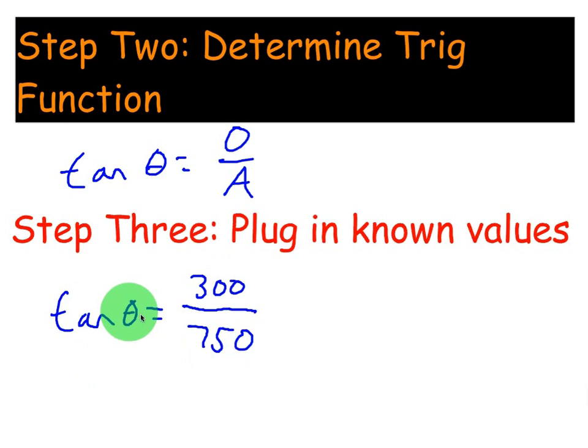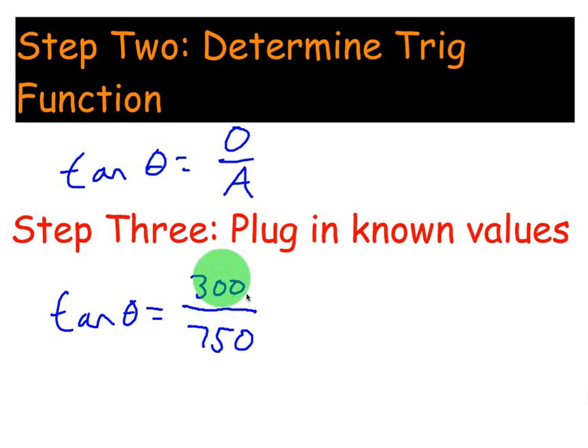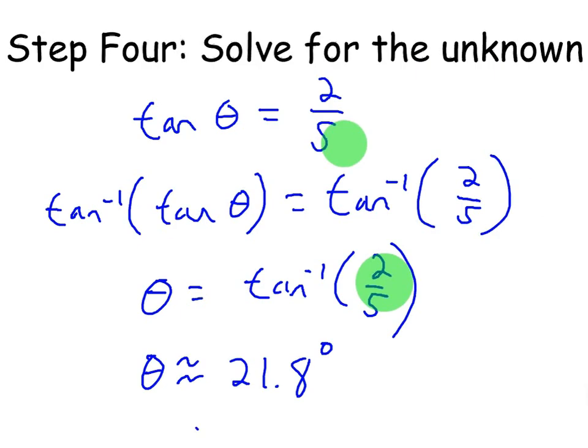Well, fortunately, we've already done that lesson where you solve for the unknown angle. As you know, when you're solving for an angle, you use an inverse trig function. So this should be review. Now, one thing to note also is 300 over 750 can be reduced by dividing both of these by 150. If you do that, you get 2 over 5.